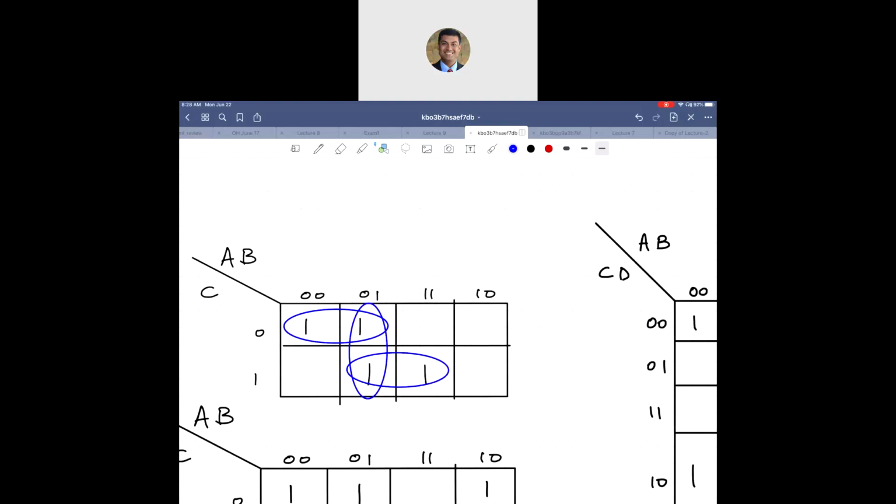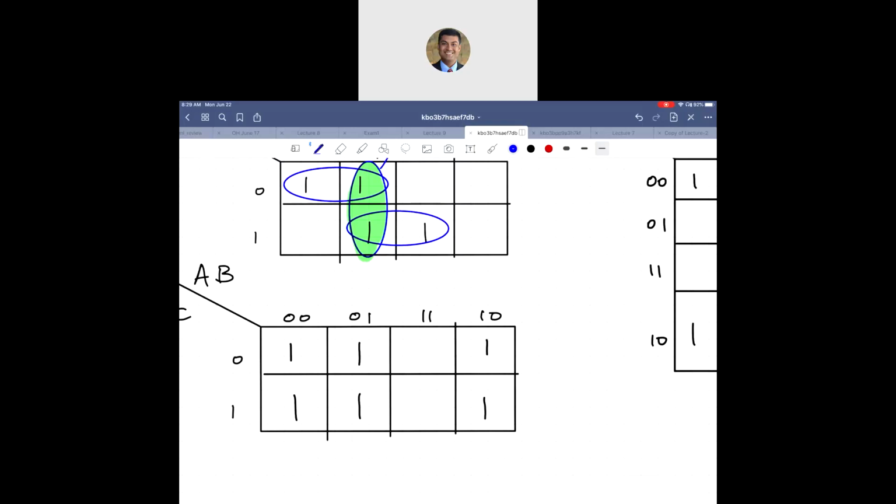The one that is redundant is the one that is in the middle. So let me use a different color, perhaps green here. That guy is redundant because all the ones in this case belong to more than one group. How about over here? One group was this guy, one group was this guy. In this case, you have no redundant prime implicant.